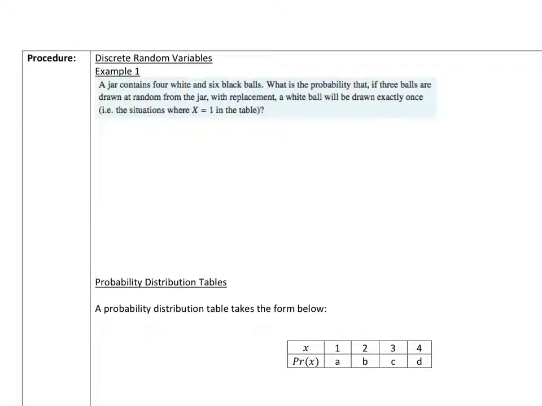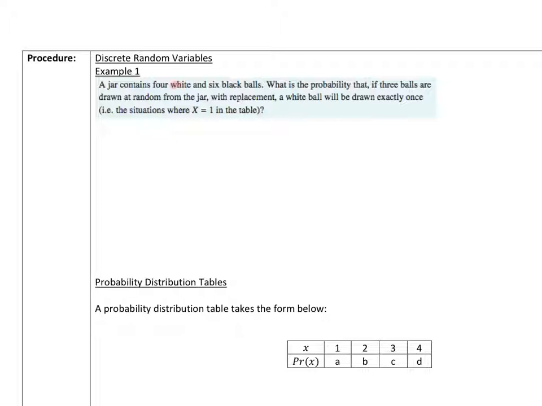Today we'll be looking at discrete random variables and their application to probability distribution tables. Now the first skill that we need is to be able to calculate the probable chance of consecutive events happening. So in example 1 here it says a jar contains 4 white balls and 6 black balls.